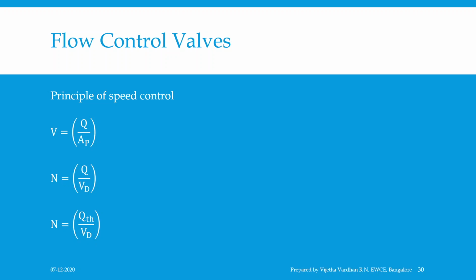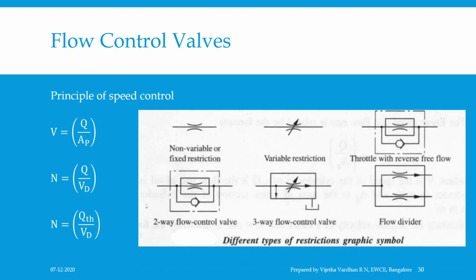Depending on the accuracy which can be achieved, we can differentiate between a throttle and flow control valves. This figure shows the graphic symbols for different restrictions of passage, like non-variable or fixed restrictions and variable restriction, throttle with reverse free flow, two-way flow control valve, three-way flow control valve, and the flow divider, etc.